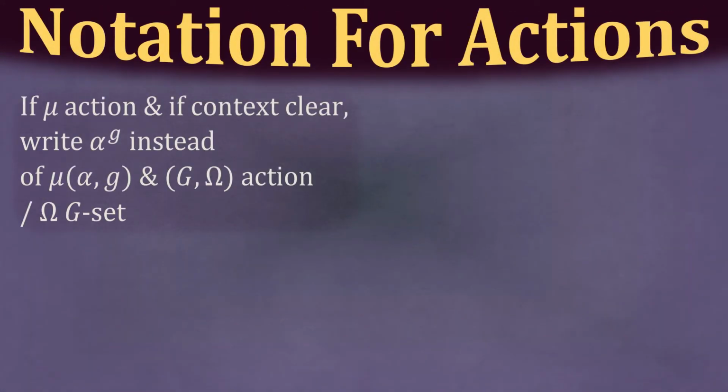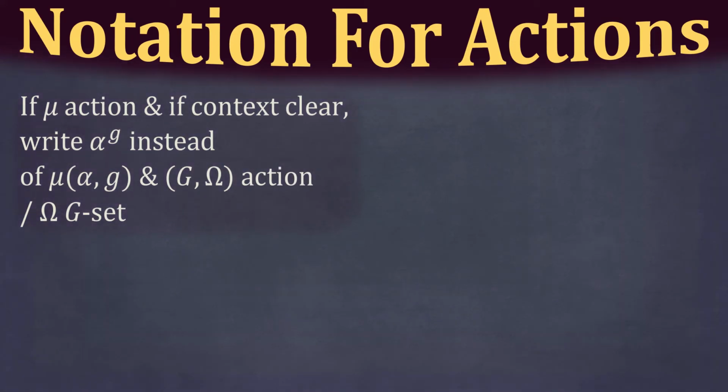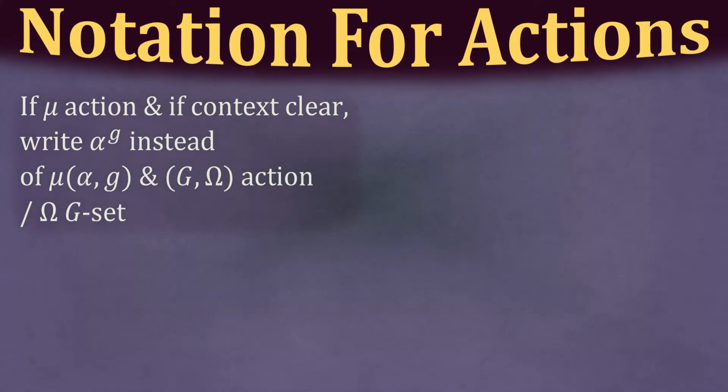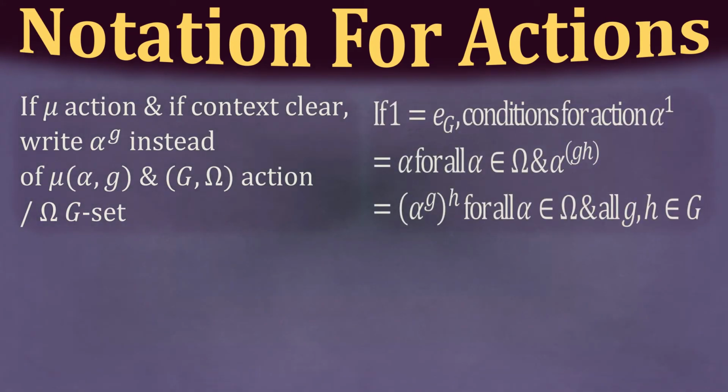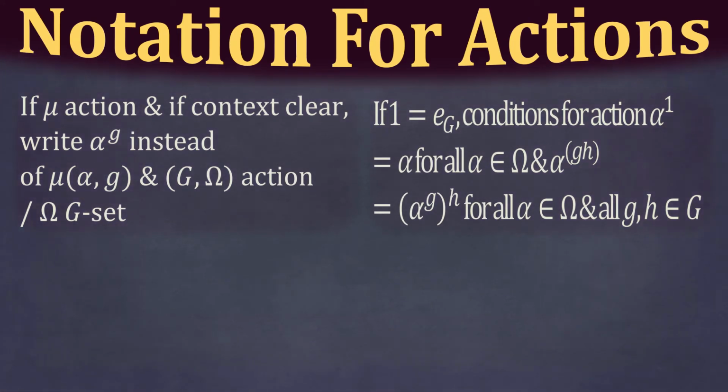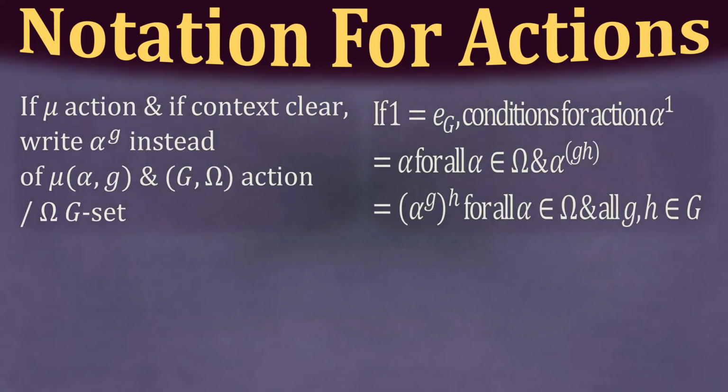Now, let's discuss some notation for action. If mu is an action, and if the context is clear, we write alpha to the g instead of mu of alpha and g, and we say also that G with omega is an action, or that omega is a G set. If 1 is equal to the identity element of G, the two conditions for being an action are that alpha to the 1 is equal to alpha for all alpha in omega, and alpha to the gh is equal to alpha to the g to the h for all alpha in omega and all g and h in G.